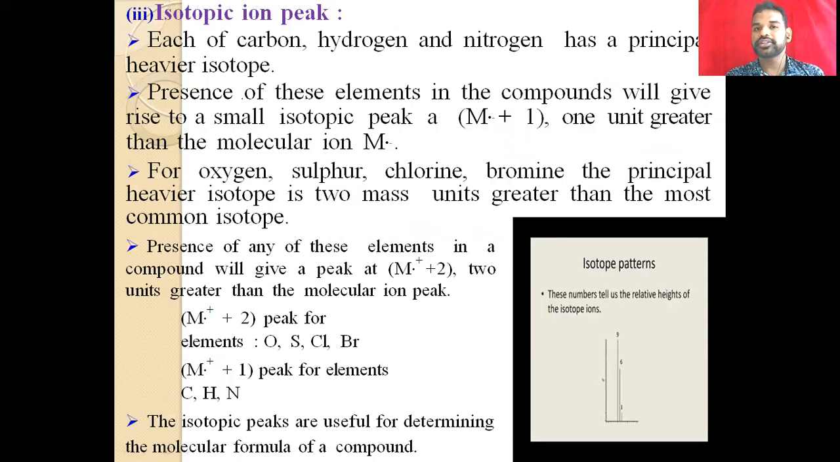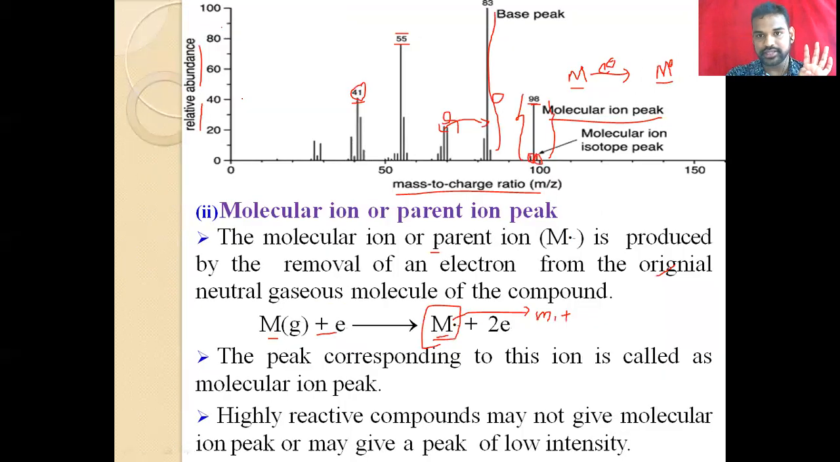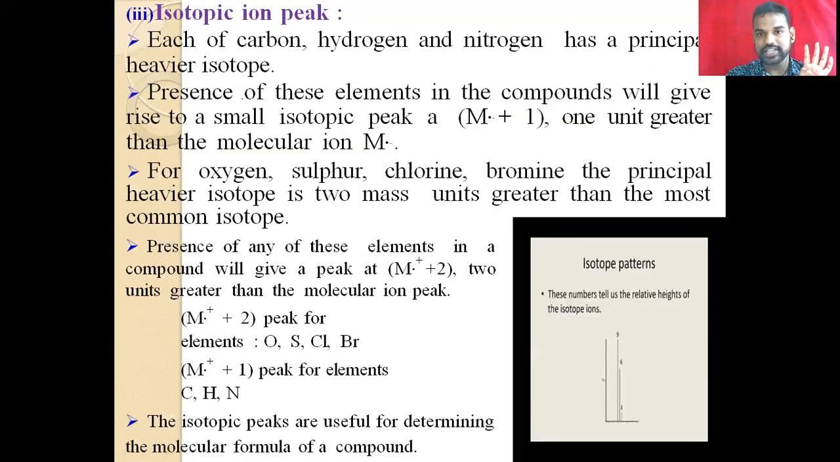Carbon, hydrogen and nitrogen each have a principal heavier isotope, and the presence of these elements in the compound will give a small isotopic peak. That means M is the molecular mass of the parent peak, but we can expect a small peak at M plus one. For carbon with atomic mass 12, we can expect 12 plus 1, that means a small peak at 13. So that is what we call the isotopic peak.